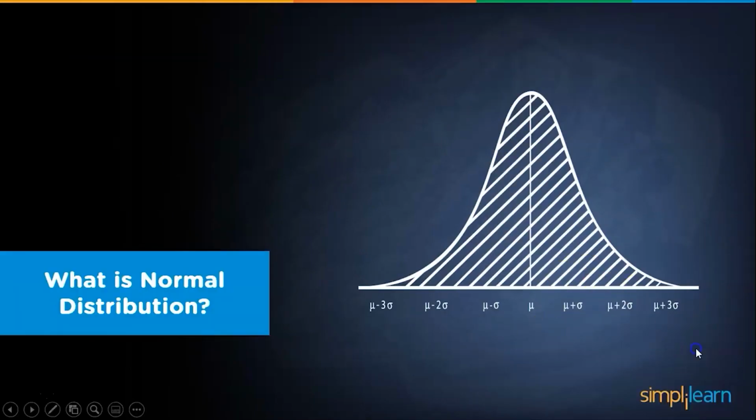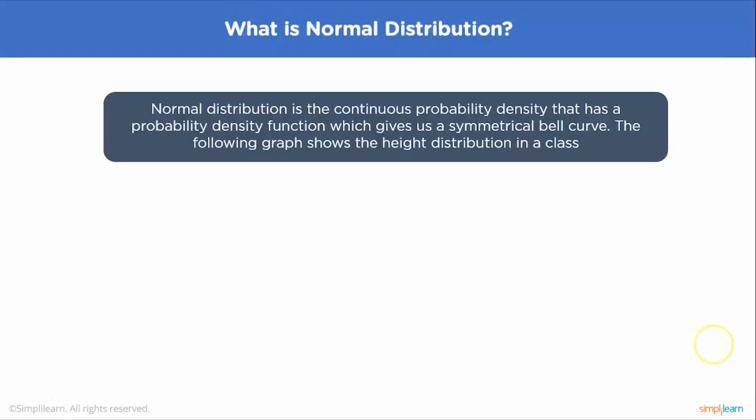So what is normal distribution? Normal distribution is a continuous probability density that has a probability density function which gives us a symmetrical bell curve. Now data can be distributed or spread out in different ways, but there are many cases where the data tends to be around a central value with no bias to the left or right, which means that it doesn't show any particular spikes towards the left or the right, and it gets close to a normal distribution. Half of the data will fall on the left of the mean and the other half will fall on the right.